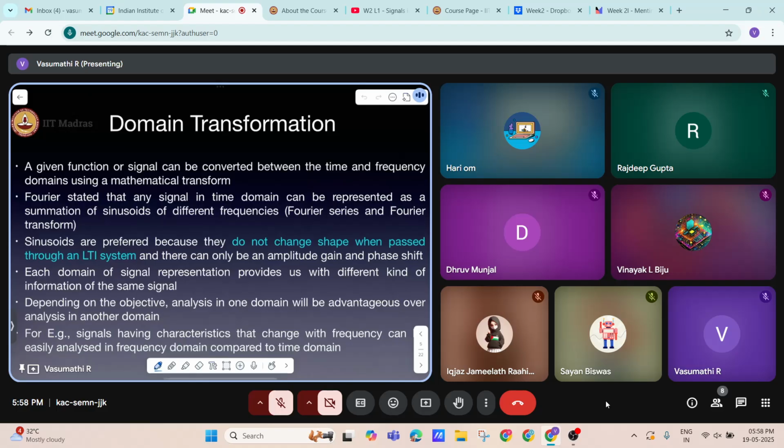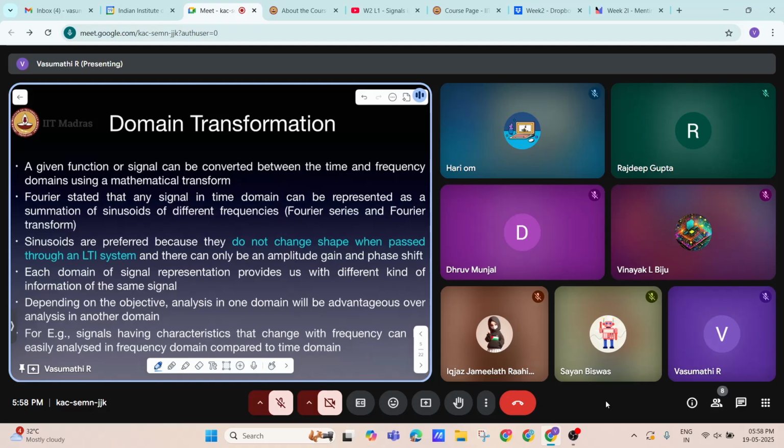Okay. In order to go to Laplace transform, we will first touch upon what is Fourier transform. So Fourier has stated that any signal in time domain can be represented as a summation of sinusoids of different frequencies. So if you want to represent this signal, you can represent it as the summation of sinusoids of different frequencies, for example this. So when we subtract these two, you will get some signal basis. So any form of signal in time domain can be represented by the summation of sinusoids of different frequencies. Okay, that's what the Fourier transform is used for.